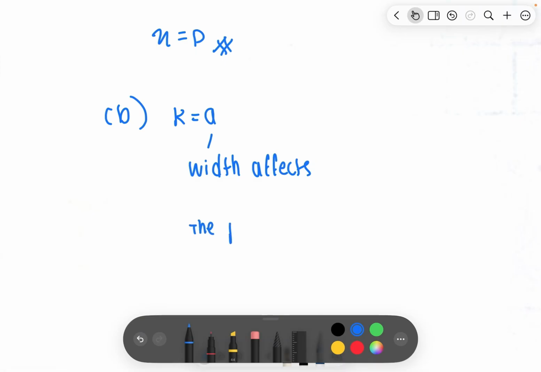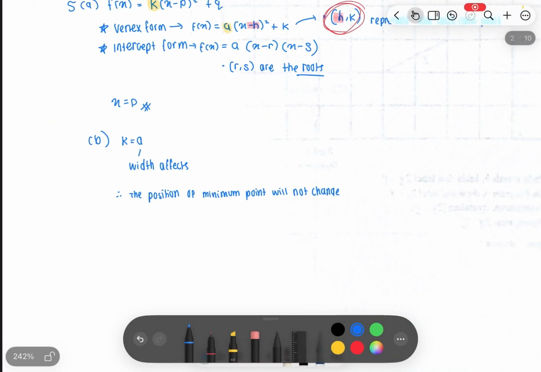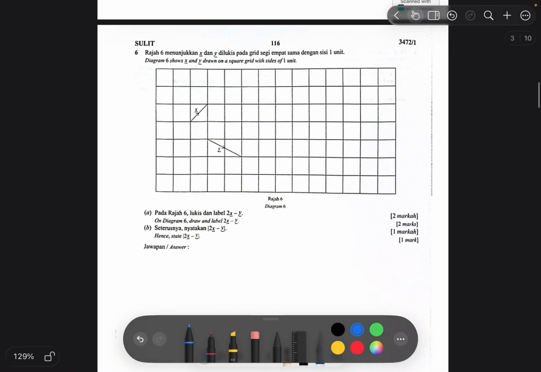Okay, so the answer is the position of minimum point will not change. Okay, so my battery is about to die. Hopefully I can finish all this.